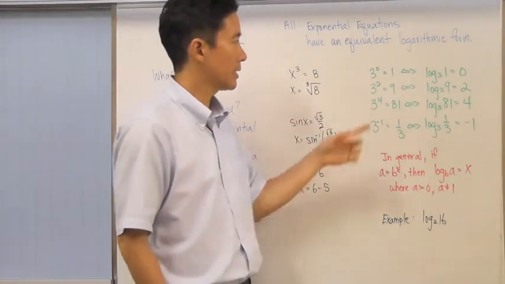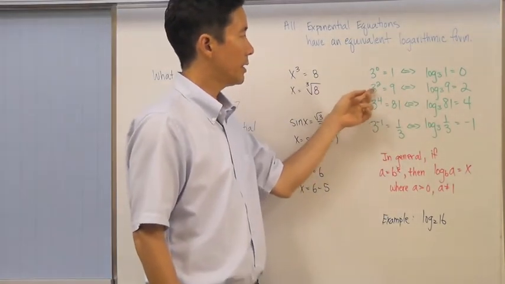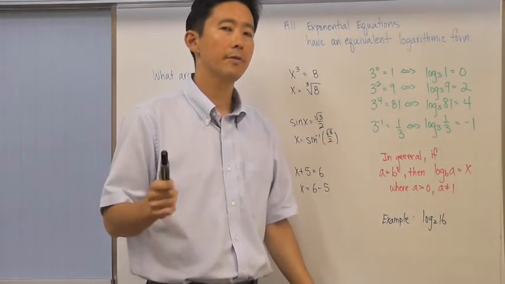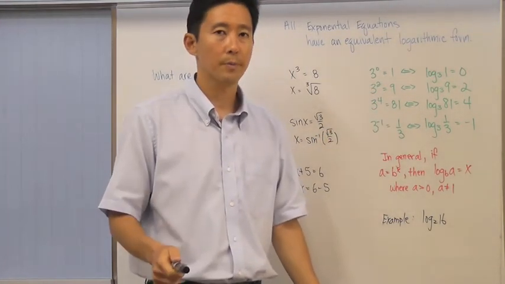Okay? So let's take a look at this one. 3 squared is equal to 9. That is equivalent to log base 3 of 9 is equal to 2.